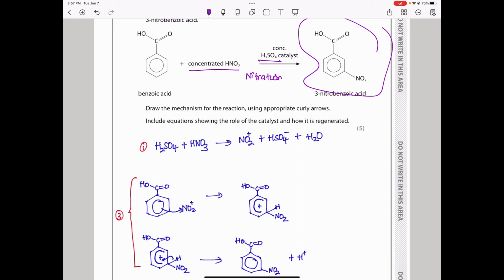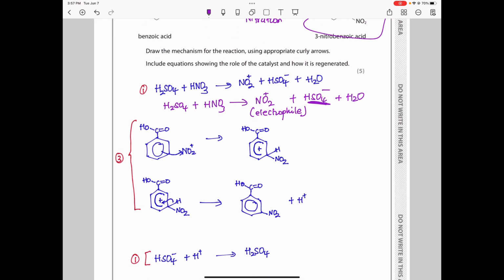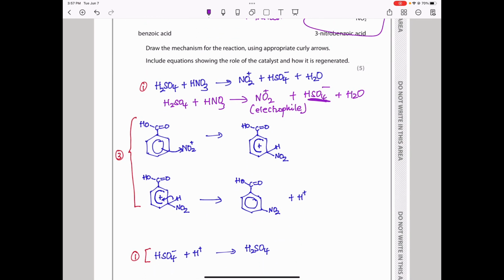Easy. We need to do the formation of the electrophile. So sulfuric acid, of course, is concentrated, plus concentrated nitric acid, produce NO2+. This one here is the electrophile that is going to attack the benzene ring. So here, plus HSO4-, this is going to be used to regenerate the catalyst in the end, plus water. So this is the equation for generation of the electrophile.